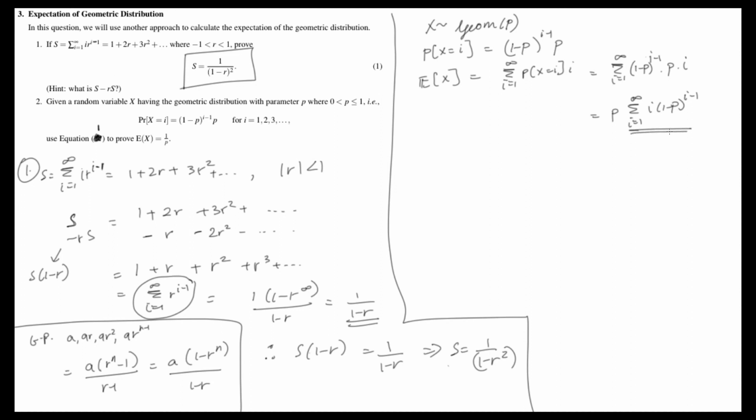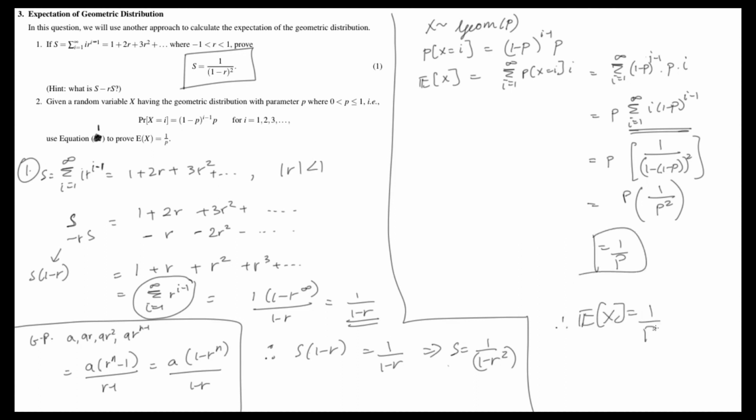So when we look at this expression here, it's exactly the same as the expression there, except r over there is 1 minus p over here. So why don't we just use the exact same expression, which is equal to p times 1 over (1 minus (1 minus p)) the whole squared, right? Which is equal to p times 1 over p squared, which is equal to 1 over p. Therefore, we have that the expectation of a geometric is equal to just 1 over the parameter of the geometric. So that's how we prove this. And that's it for question 3 of homework 11.